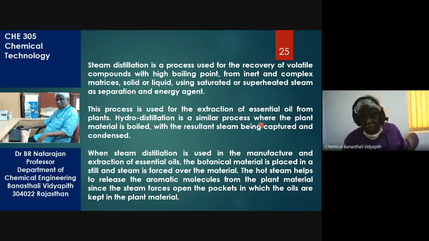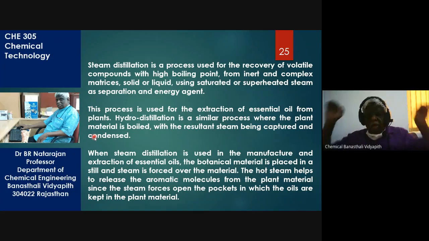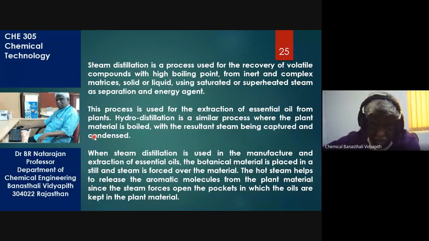Hydrodistillation is a similar process where the plant is boiled. See, in the other case, you put the plant material and steam is passed. Here, you are boiling the plant material with the resultant steam being captured and condensed. Our raw material has some oil and steam will combine with that oil and come out, and then we will separate the steam and oil.